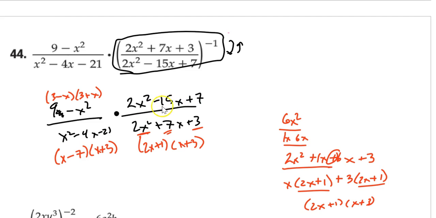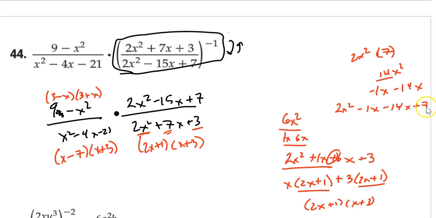Now do the same to this top also. Let's see, 2 and 7 would be 2x squared times 7 is 14x squared. Same idea, what two things multiply to get 14, but add to get negative 15? That'll be negative 1x and negative 14x. Plug it in for the middle here. So you still have the outsides, 2x squared minus 1x minus 14x plus 7.